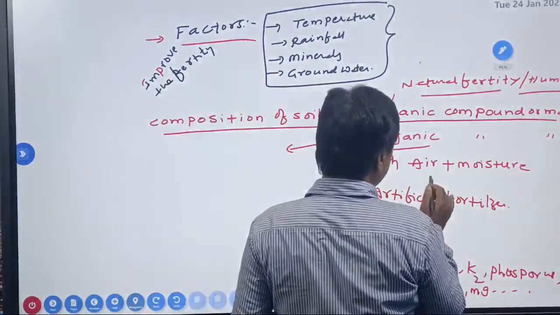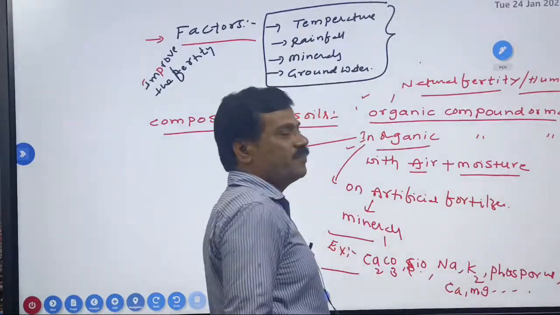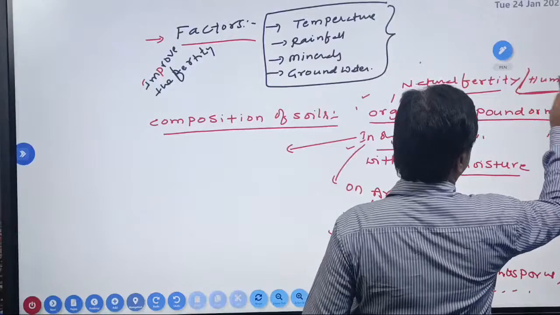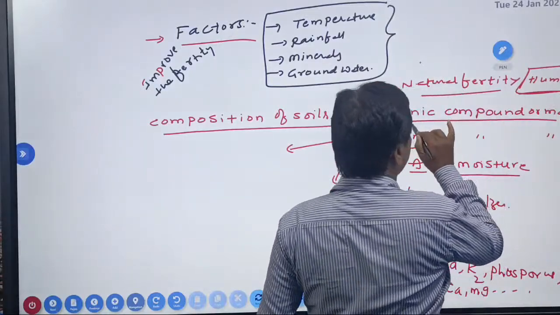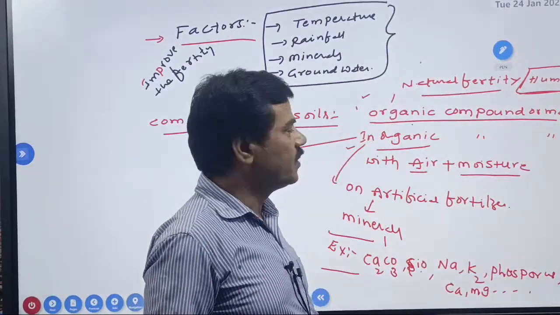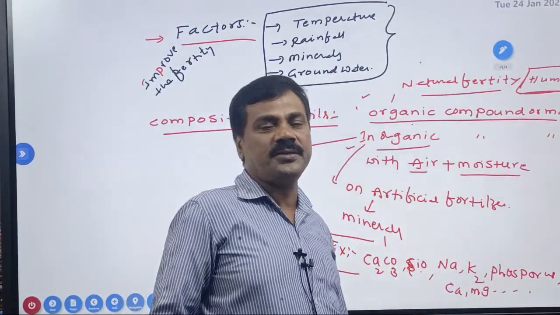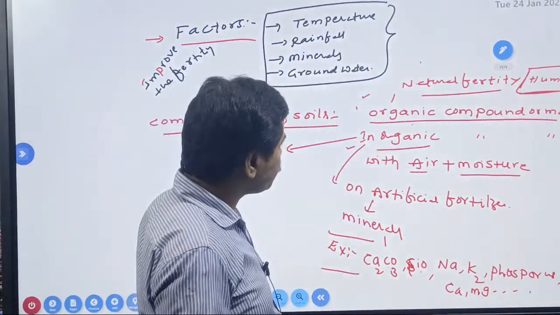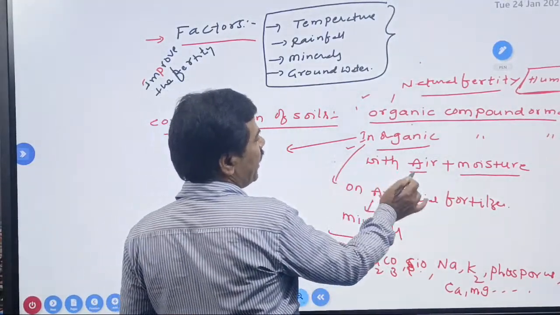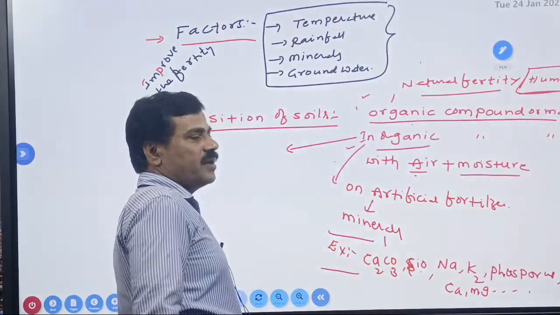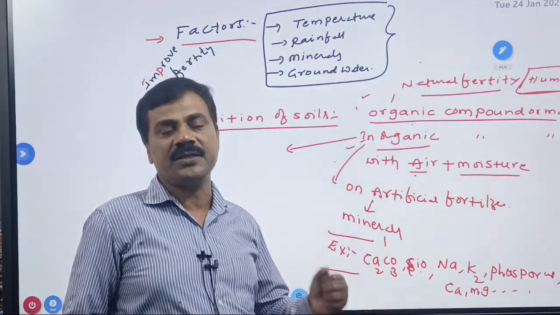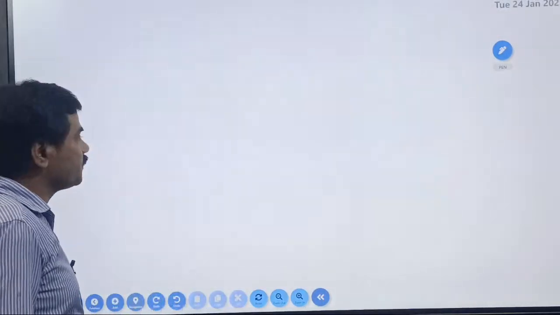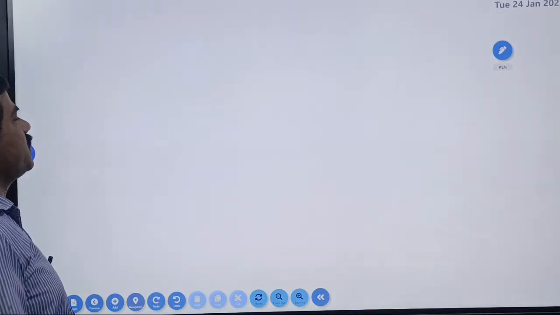Inorganic matter with air and moisture is chemically formed as humus. Humus means inorganic compounds with air and moisture chemically formed as humus. Inorganic matter with air and moisture is also used for making artificial fertilizers. Right.